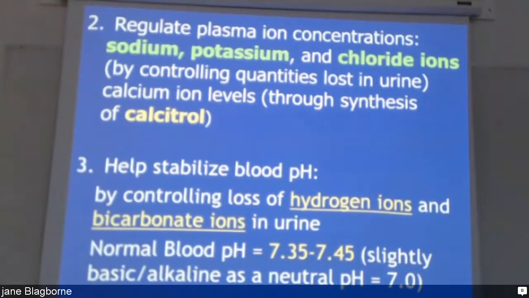Regulates plasma ion concentrations, and those are all the sodium, potassium, chloride. And you've seen this before, calcitriol, right? When we talked about bones. And also it's in your endocrine as well. It helps stabilize the pH of the blood, the acid base of the blood.